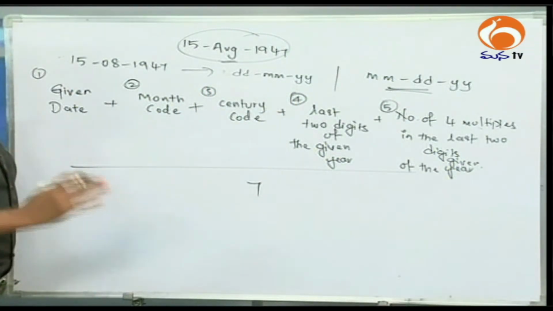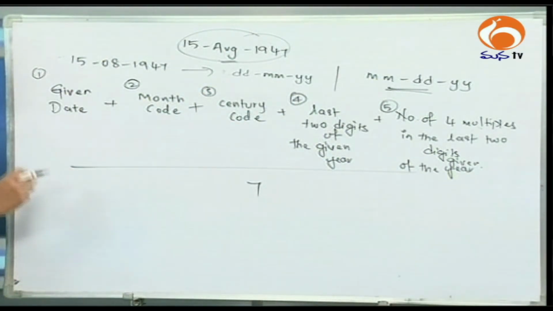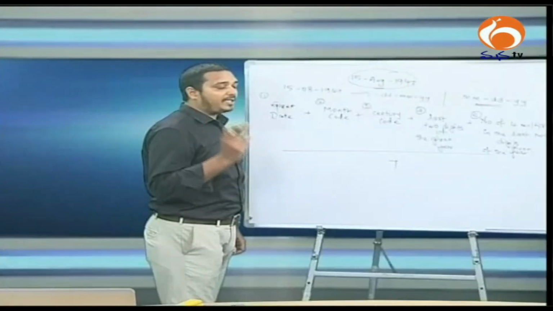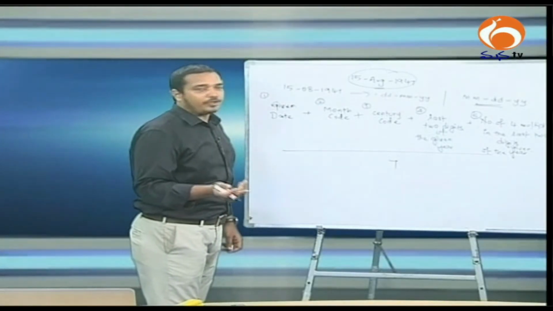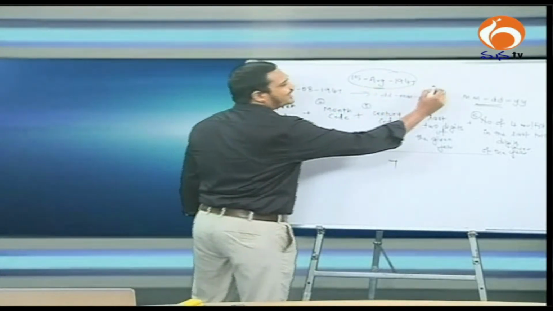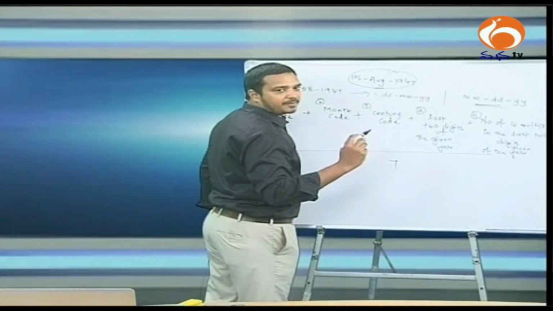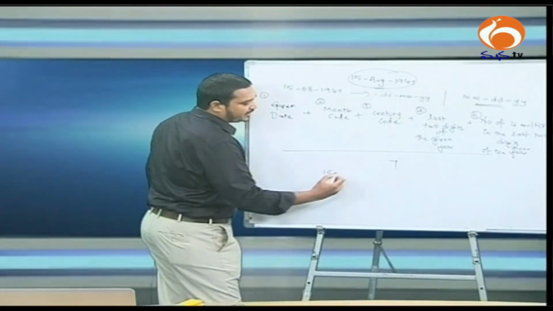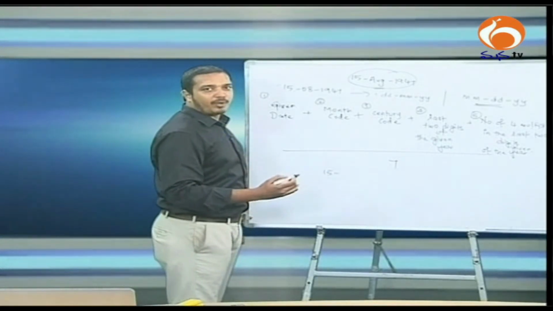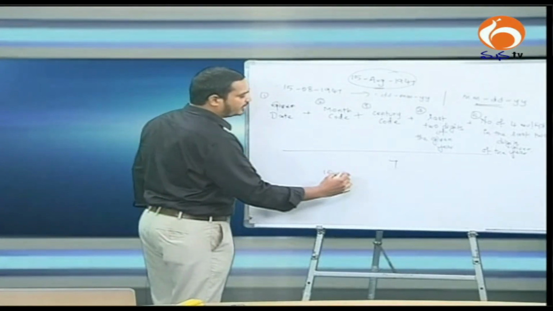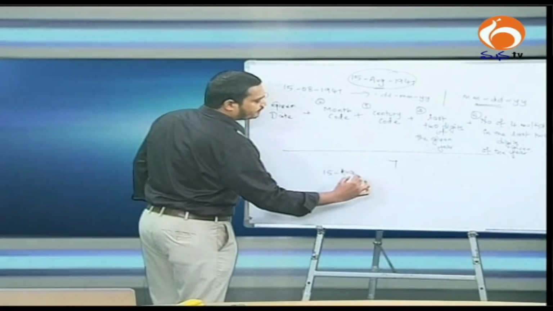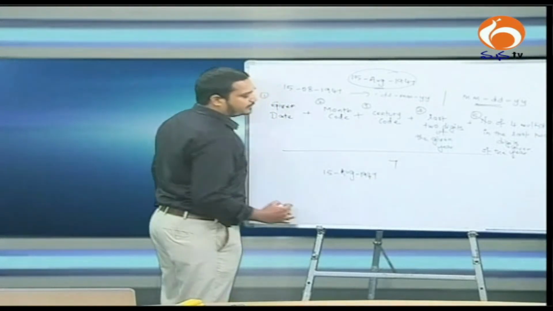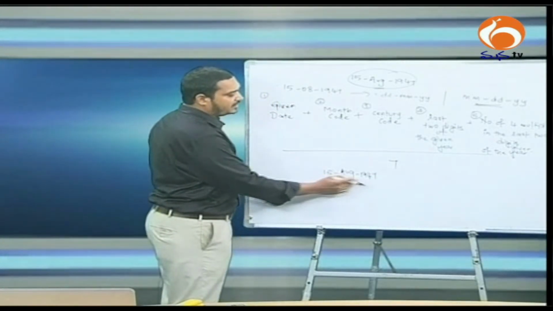So in order to avoid the conflict between MMDDYY and DDMMYY, it is better if you write the month with 3 letters first. For example, 15 is the date and then the month. Instead of writing the month number 08, 07, 06, it's better if you write August 1947. It's the best way to represent the date, 15 August 1947.